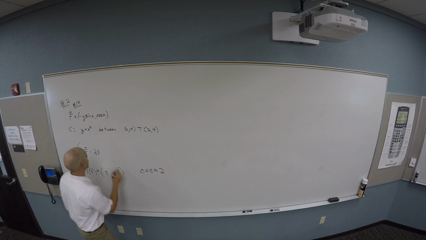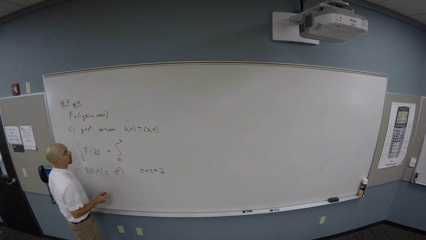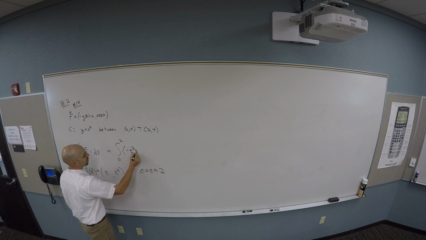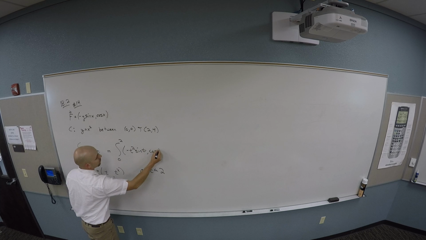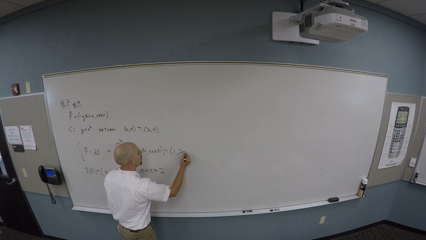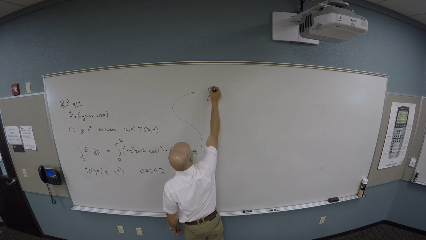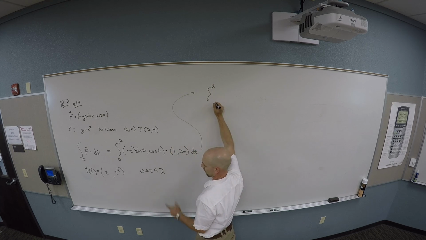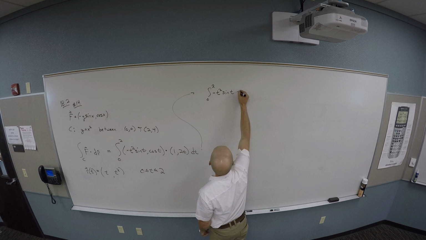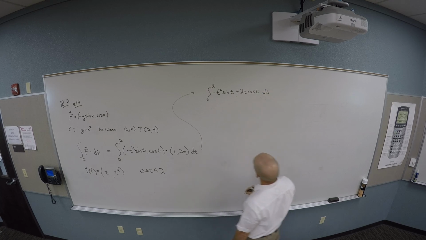So I should be rewriting my integral over the curve of f dotted with dr as the integral from 0 to 2 of (negative t squared sine t, cosine t) dotted with (1, 2t) dt. That gives the integral from 0 to 2 of negative t squared sine t plus 2t cosine t dt, which looks like horrible nastiness.